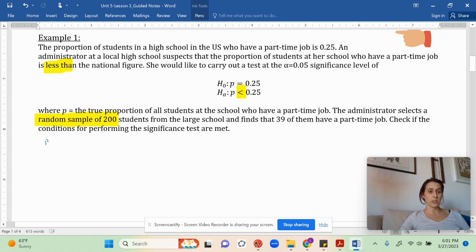The first condition is random. Do we know that the sample was random? We do. It actually told us in the problem. There was a random sample of 200 students from the school, and the school was the population of interest. So we can just say random sample of 200 students from the school. That's great. That's what we want for random.